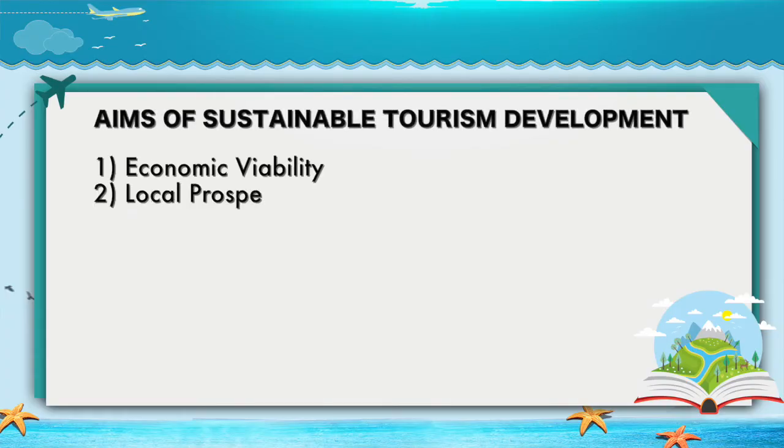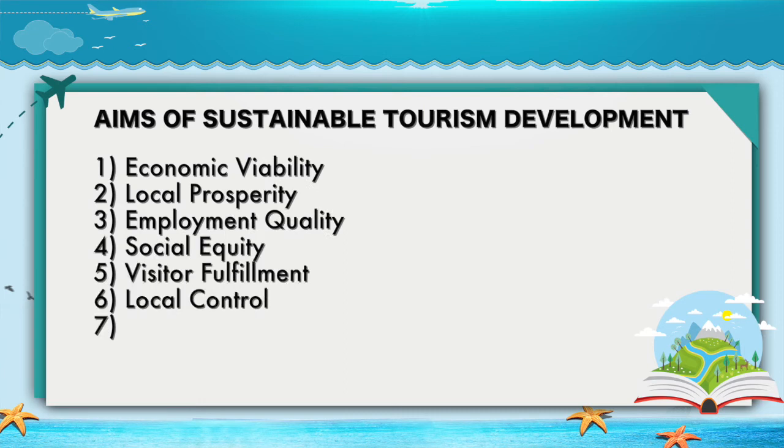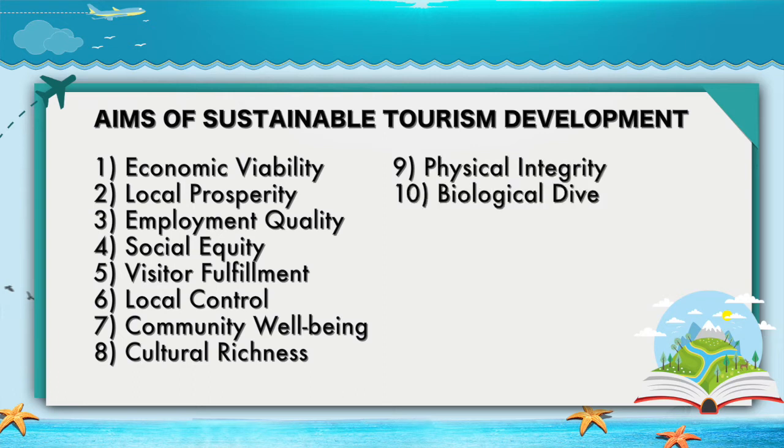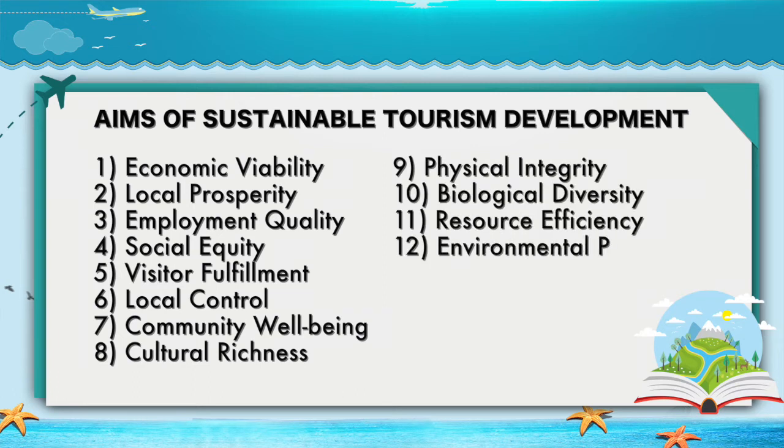There are various aims of sustainable tourism development, and these are economic viability, local prosperity, employment equality, social equity, visitor fulfillment, local control, community well-being, cultural richness, physical integrity, biological diversity, resource efficiency, and environmental purity.